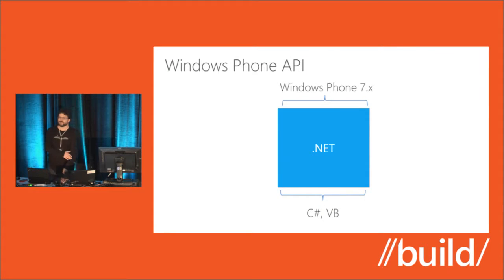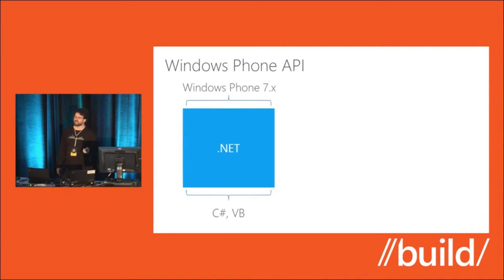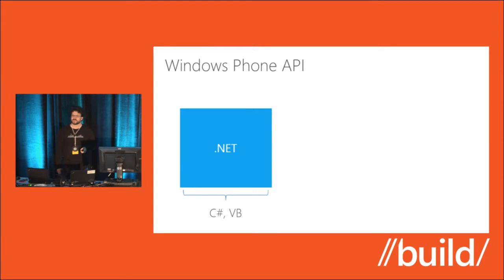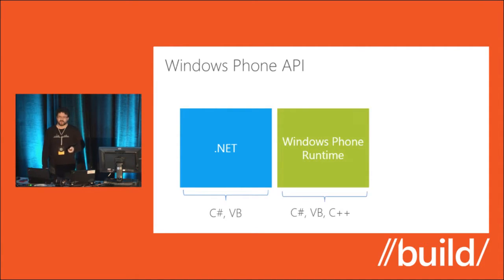Let's have a look at the Windows Phone API. So in the Windows Phone 7 days, we had our Silverlight apps that we built on .NET writing in C# and VB. We still have that in Windows Phone 8. And in fact, we've done a lot in terms of improvements there too, and we've added new APIs such as for Wallet. But along with that comes the Windows Phone Runtime.